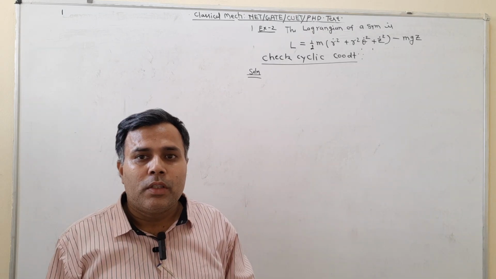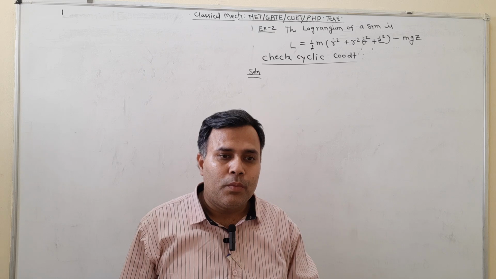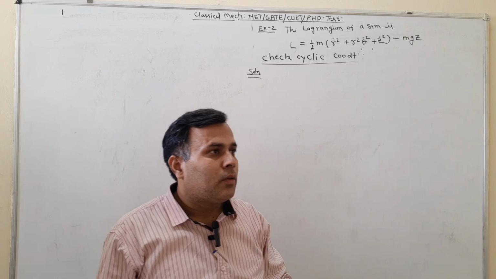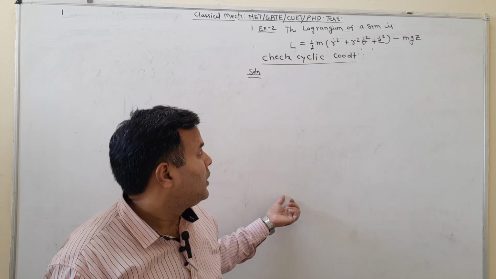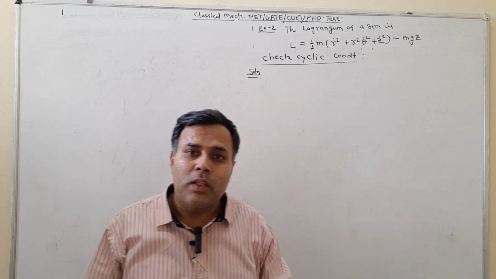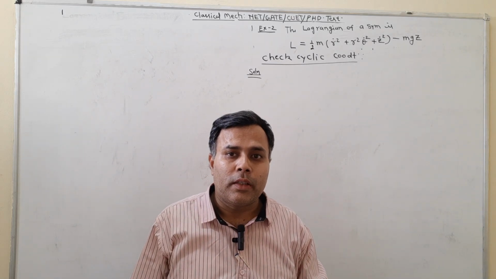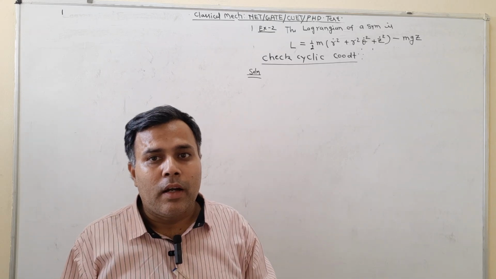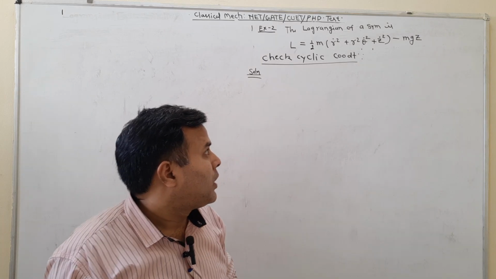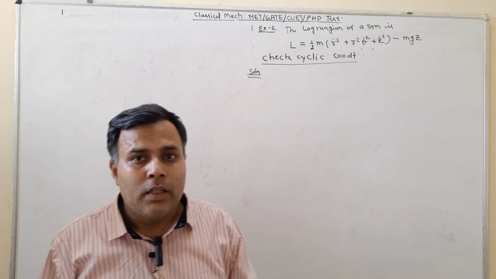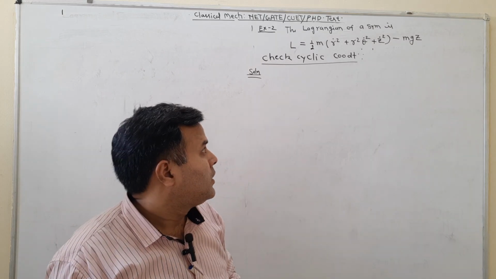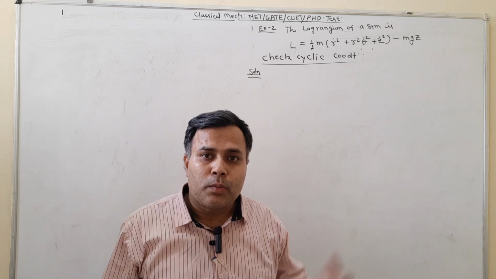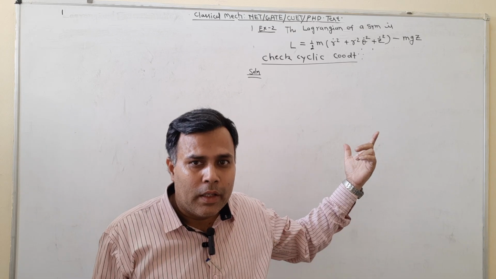Corresponding to this Lagrangian profile, we have to check whether a cyclic coordinate exists. If it exists, then in which coordinate is this system cyclic: r, theta, or z? In the previous lecture, I have already discussed the concept of generalized momenta corresponding to the same Lagrangian profile.